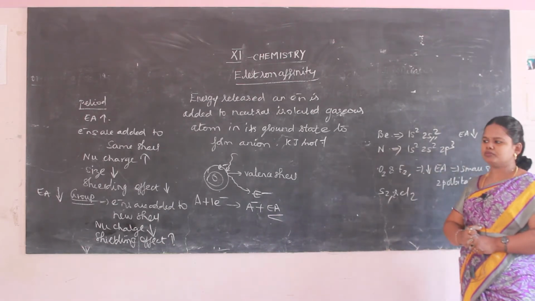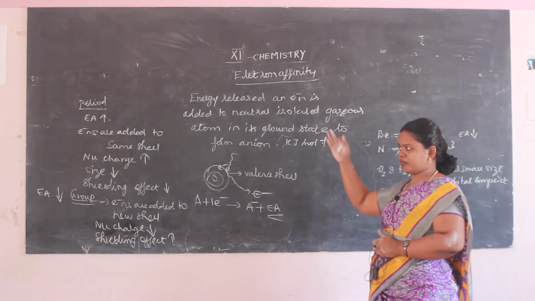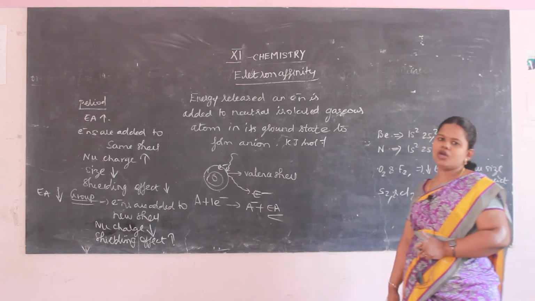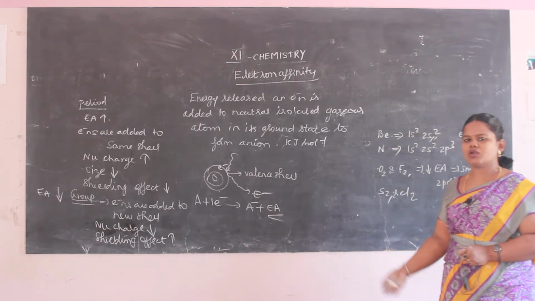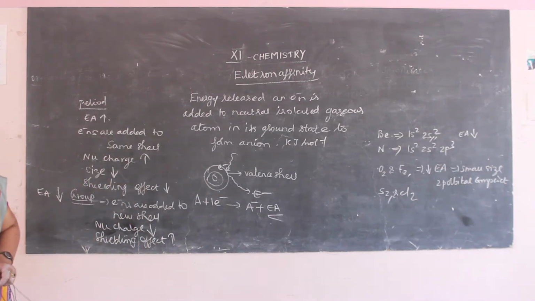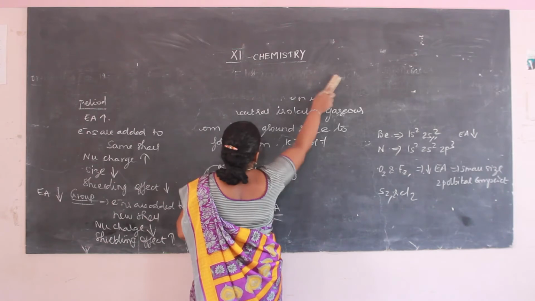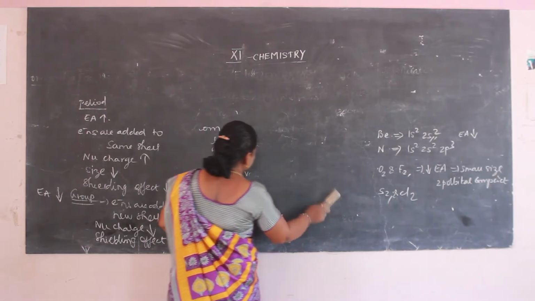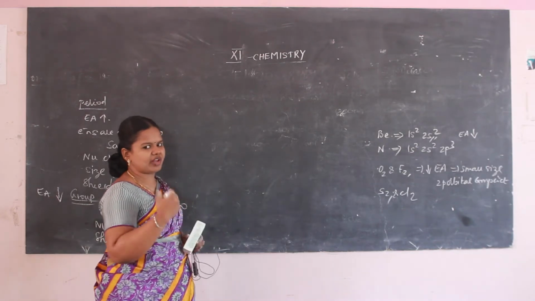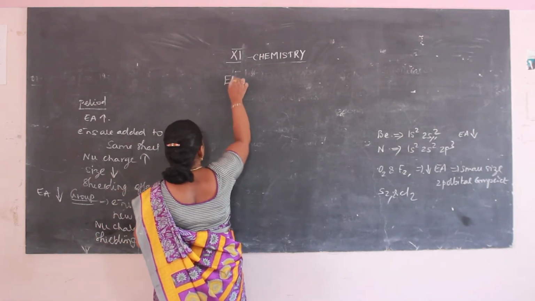Now, with respect to electron affinity, in a period it increases and in a group it decreases. The same reason you have to write for electronegativity also. The last periodic property is electronegativity. What is electronegativity? The tendency of an atom in a molecule to attract the shared pair of electrons towards itself is known as electronegativity.